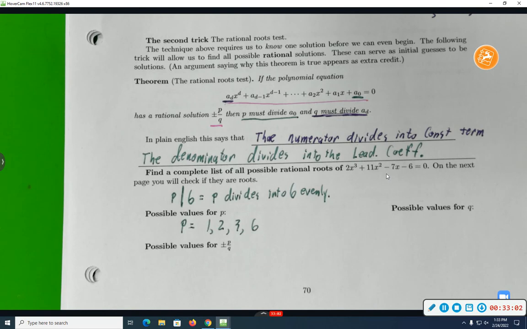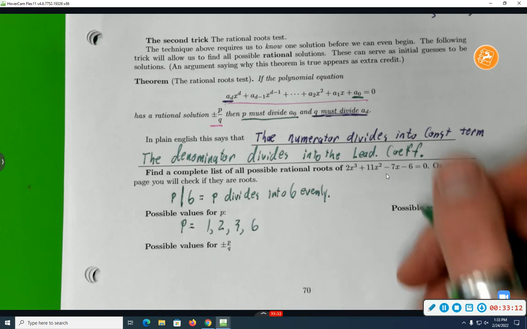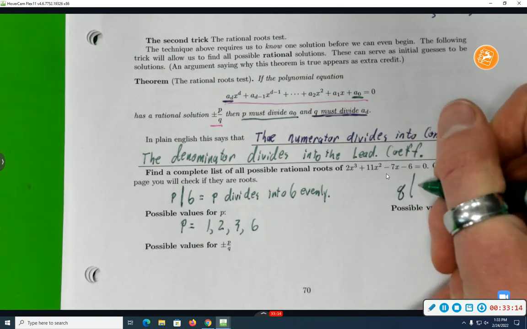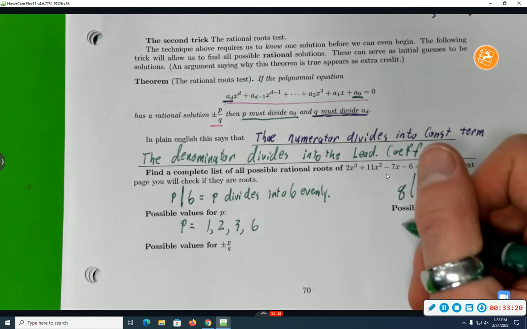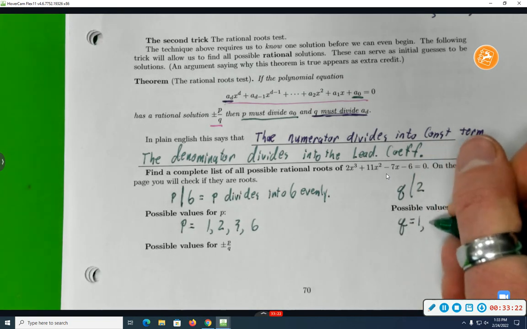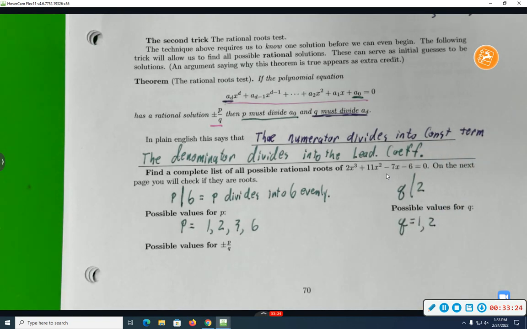Now Q. What does Q have to divide evenly into? The leading coefficient. And what is that in this case? So Q is a factor of 2. Oh, but I know the factors of 2. They're only 1 and 2. Groovy. So now we can list all the possible values for plus or minus P over Q.